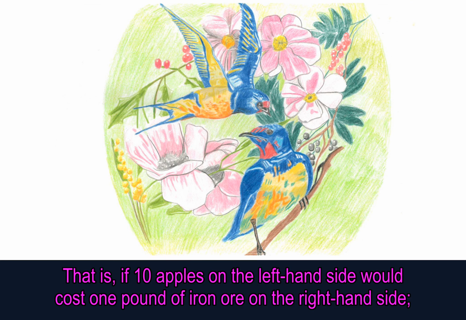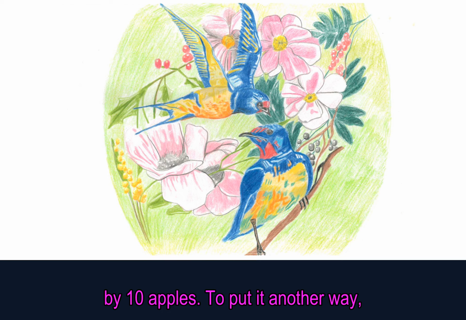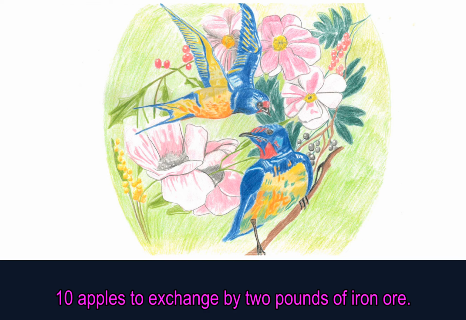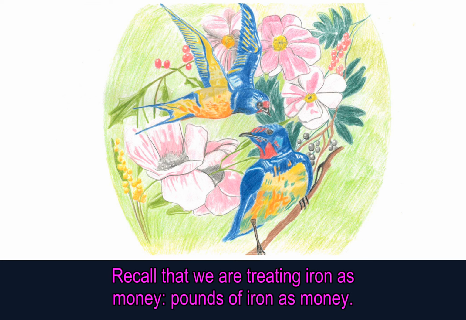That is, if 10 apples on the left-hand side would cost £1 of iron ore on the right-hand side, then if the cost of apples doubles, we now require £2 of iron ore to exchange for 10 apples. To put it another way, 10 apples to exchange for £2 of iron ore. Recall that we are treating iron as money, pounds of iron as money.